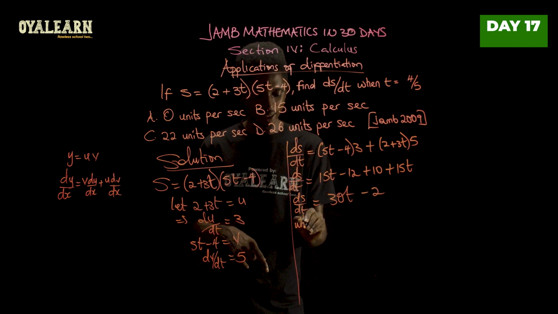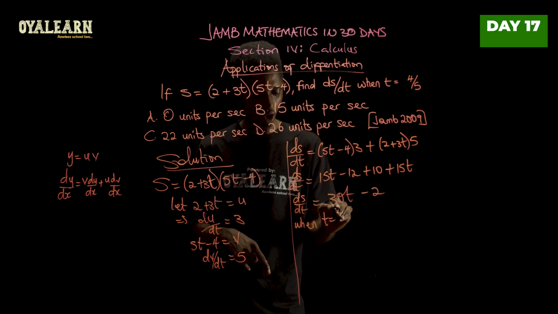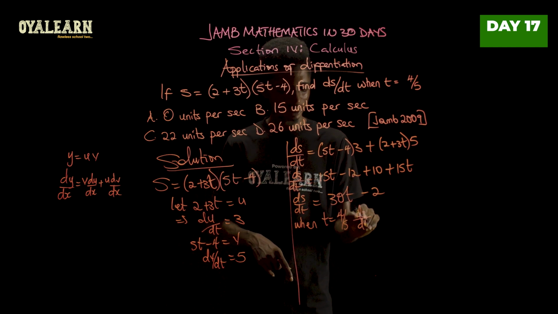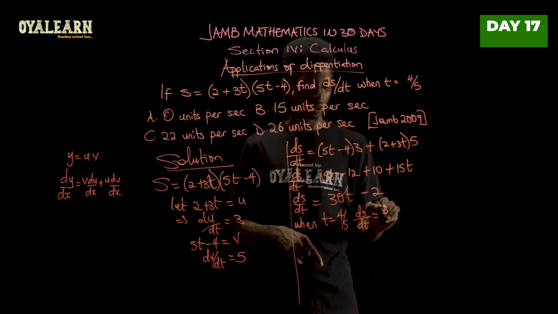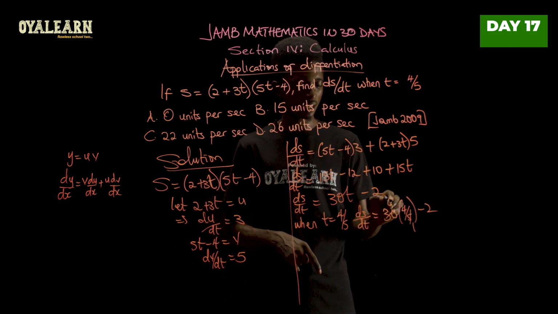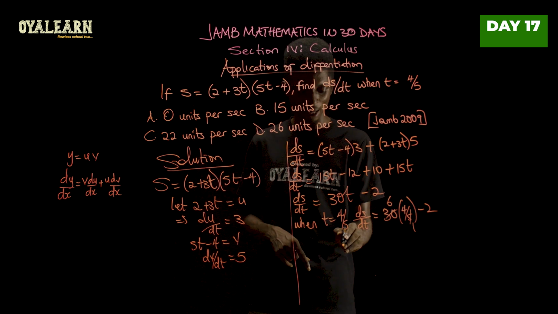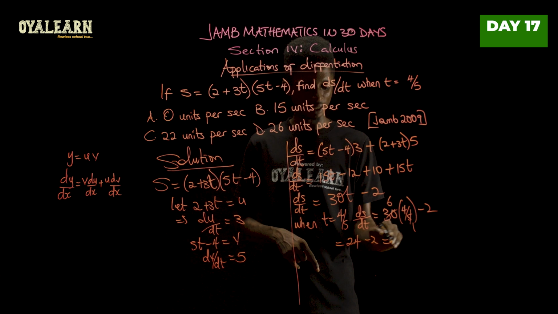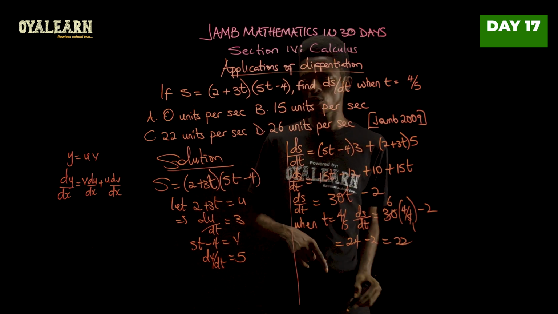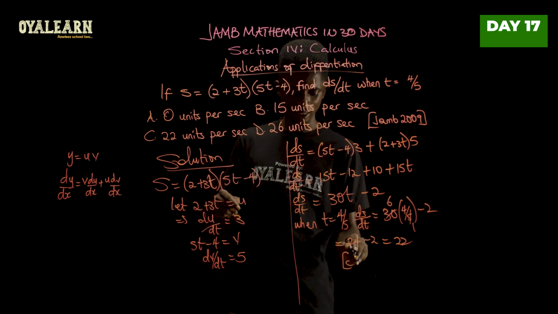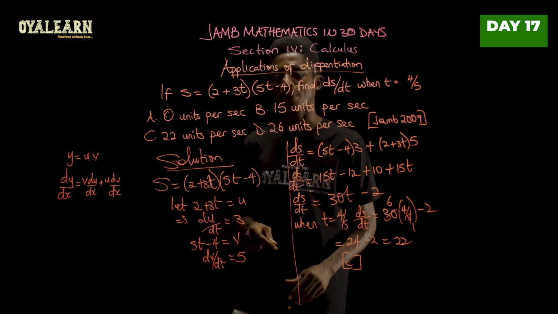So when t equals 4 over 5, the ds/dt will then be 30 into 4 over 5, then minus 2. 5 here 1, 5 here 6. 6 multiplied by 4, that will give us 24. Then minus 2, and then our answer is 22. Now looking at the options provided, the correct one is C, which says 22 units per second.